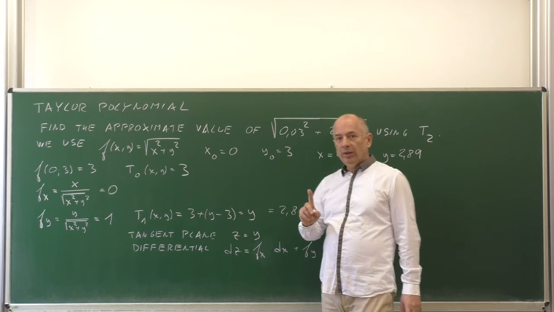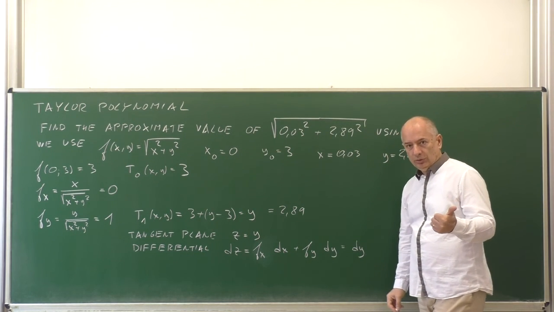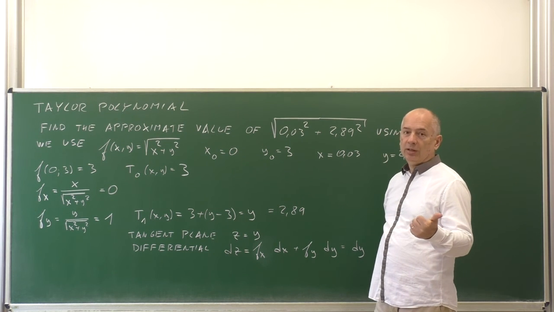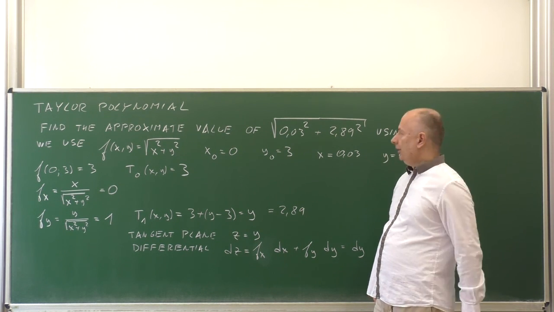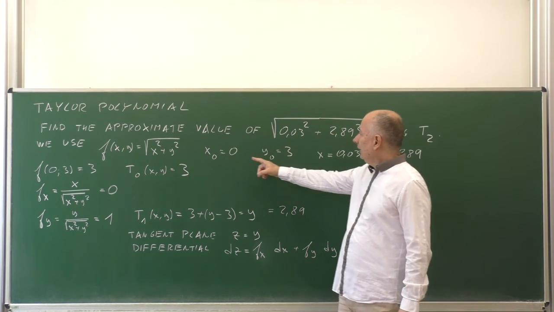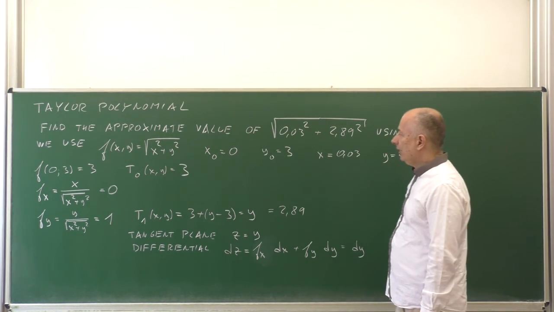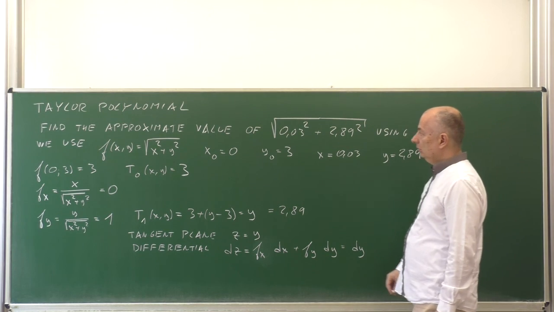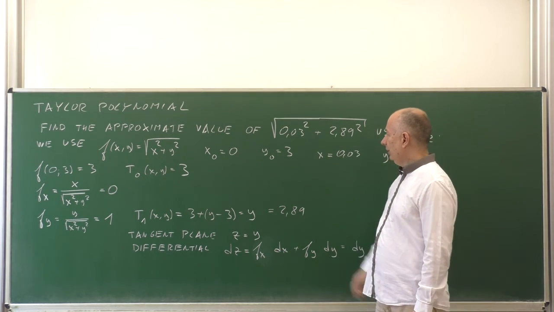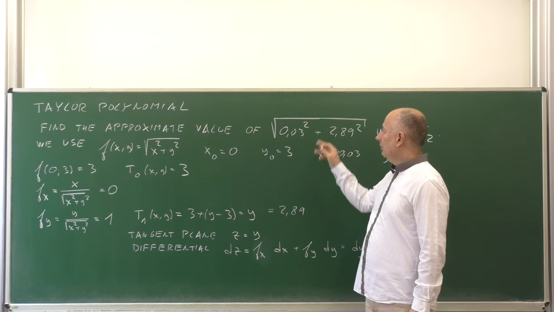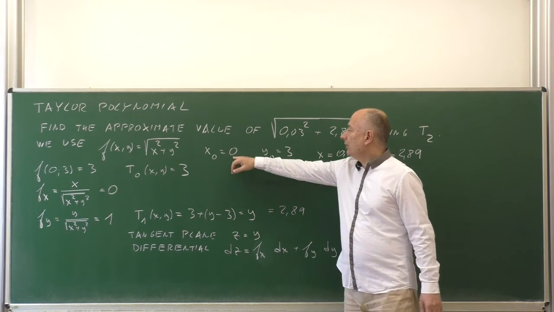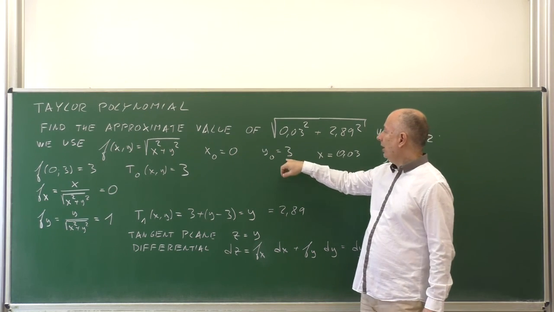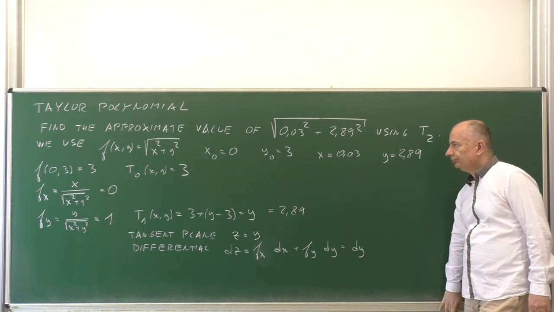A good point means that it is easy to compute the function and the derivatives, and it is close to the point of interest. So it's a good idea to choose x0 is 0 and y0 is 3, because then the function value and its derivatives will be easy to evaluate, and 0 is close to this number and 3 is close to this one.